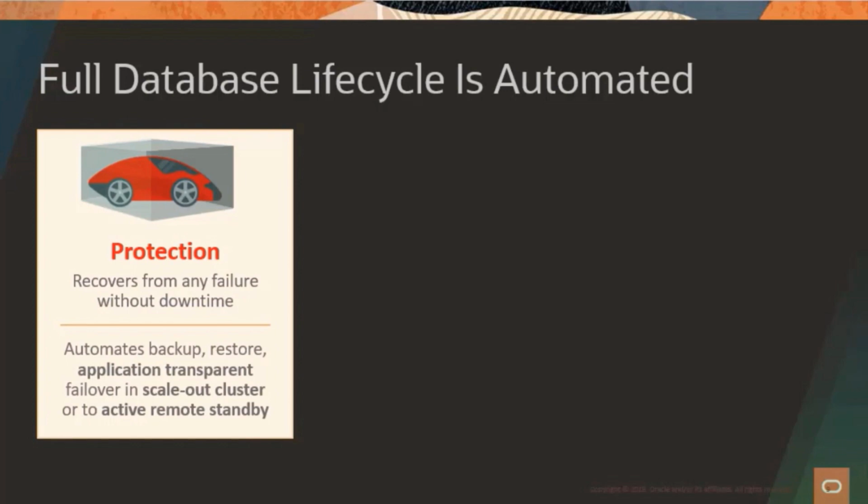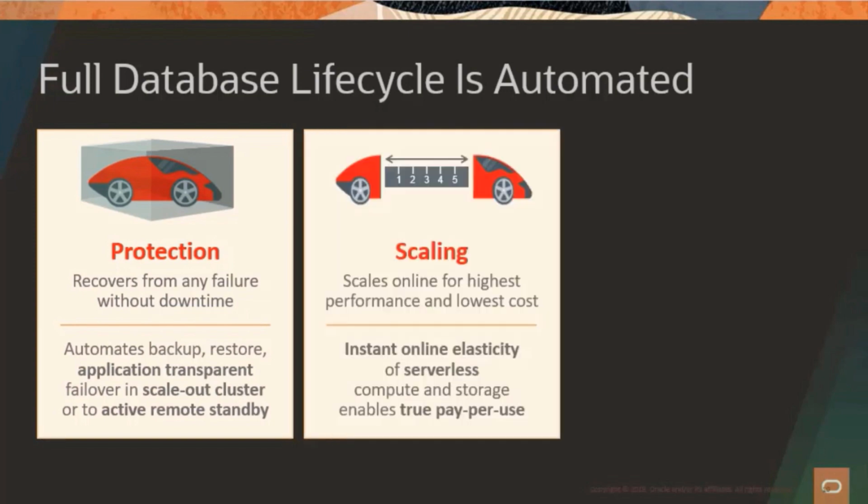Autonomous also has various mechanisms which protect against failure. First, there are automatic backups. And then we protect against failures both within the scale-out clusters and in other regions using DataGuard mentioned earlier. Should any failover happen, it will occur in such a way that your application will never notice.